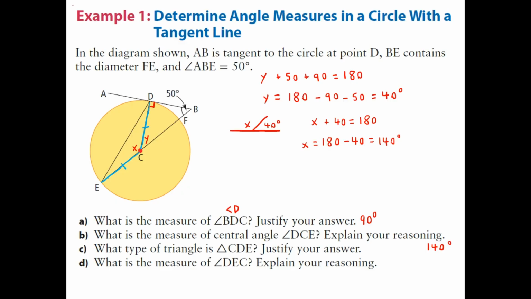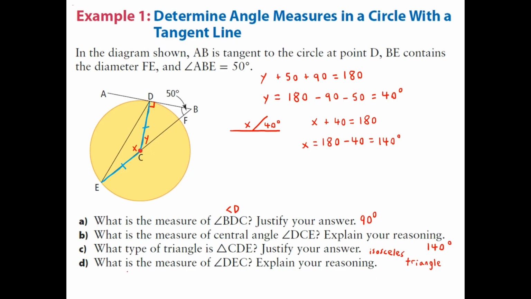In an isosceles triangle, one thing we need to know is that the angles opposite the sides that are the same length are equal. So angle D must equal angle E. We can use that later to help us solve question D, but for now, let's just answer the question for C. What type of triangle is CDE? It's going to be called an isosceles triangle.